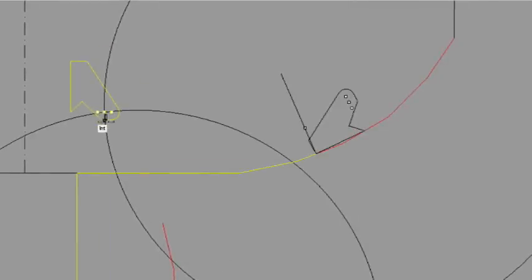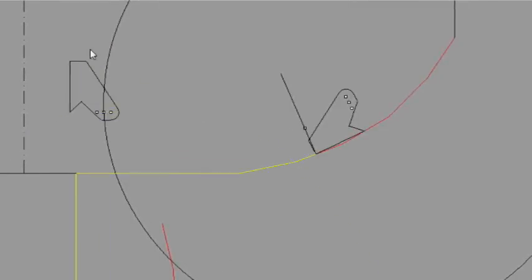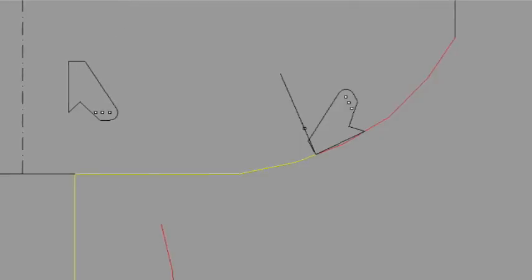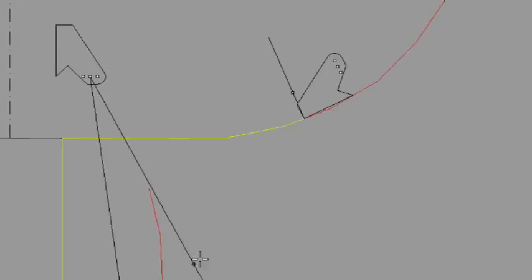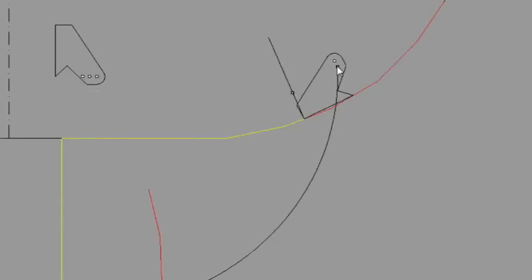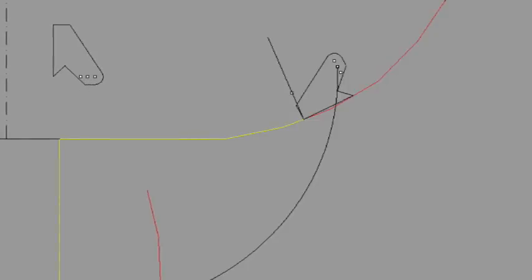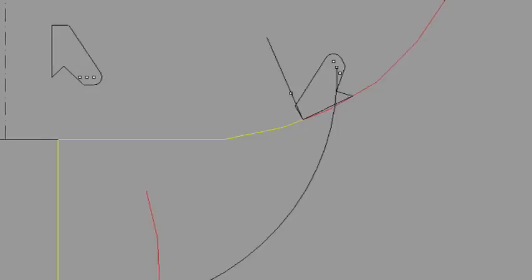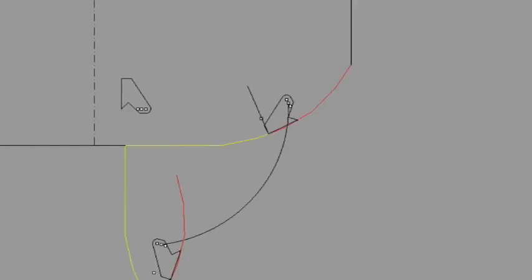Let me go ahead and delete the two construction circles there. That arc goes through these two points. So that length rod will be in the right position when they're open and when they're closed, if that makes sense. So that gives you the length of that push rod.